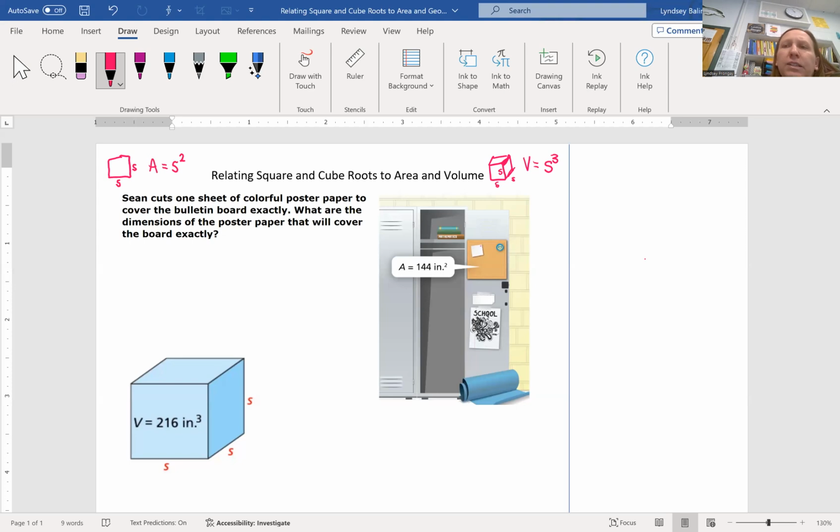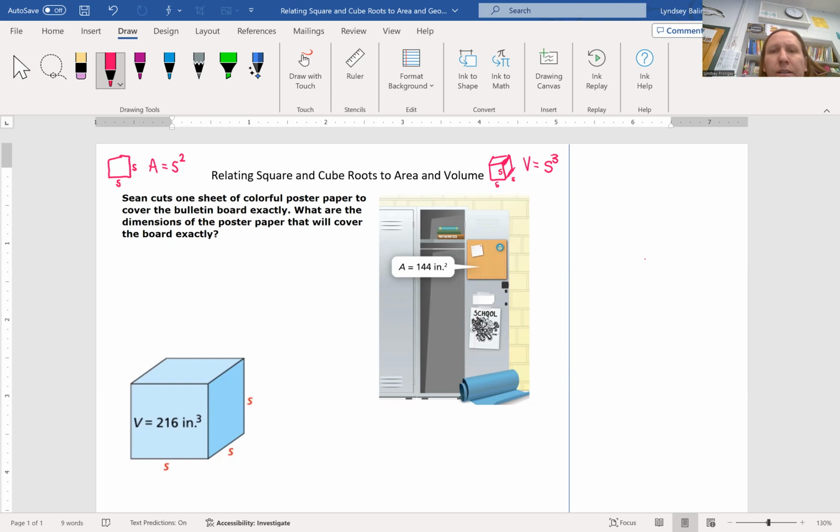So we're going to be looking at some questions about area and volume. Essentially, in order to solve them, we're going to either need to square root it or cube root it, depending on the question. It says Sean cuts one sheet of colorful poster paper to cover the bulletin board exactly. What are the dimensions of the poster paper that will cover the board exactly?